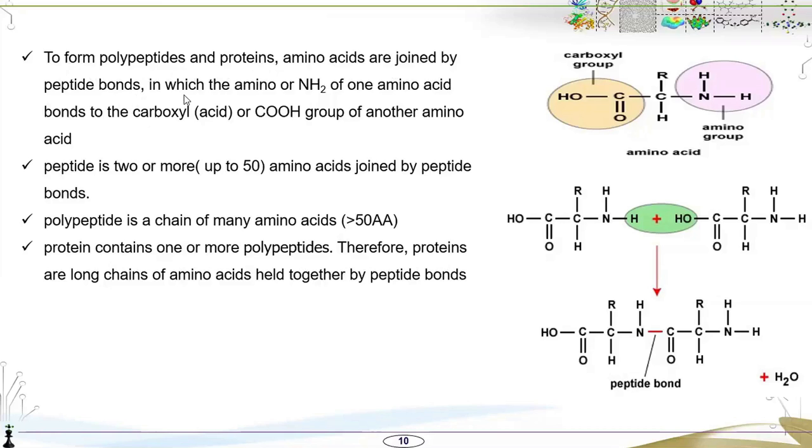So let's talk about what the peptide bond is. Here I told you that amino acids are joined by the peptide bond. If you want to prepare a protein, or see the protein structure in different ways, the formation of a strong peptide bond is required. That is called a peptide bond. Amino acids are joined by the peptide bond.